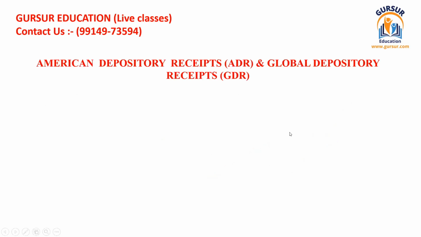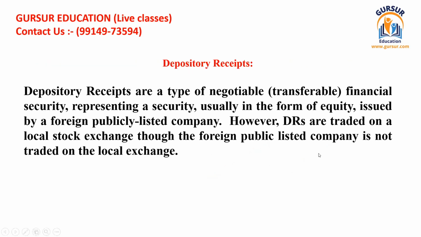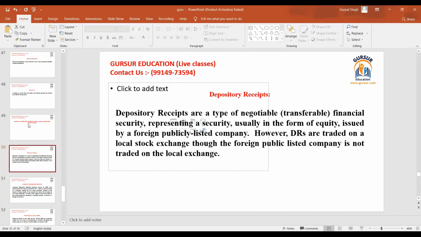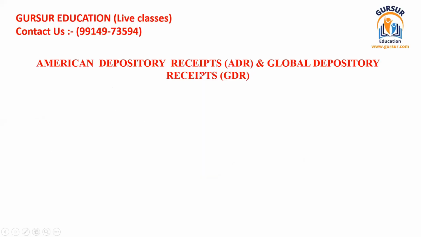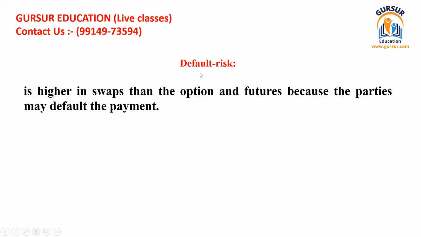Then they shall not be able to deliver you the required money. So in this way, you can say that the default risk is higher in case of swaps, because at any time any party can default. If it becomes bankrupt, then how will you get your money? You are paying money on his behalf.